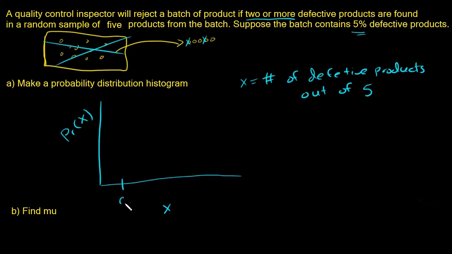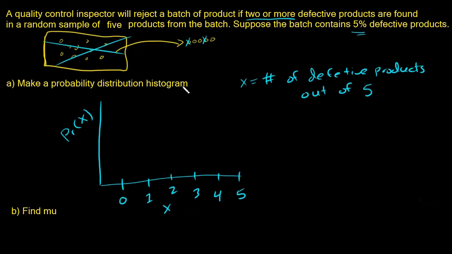So you could have 0 that are defective. You could have 1, 2, 3, 4, or 5. And the height of these bars are going to be the probability of x. So I need to figure out the probability that x equals 0, the probability x equals 1, etc. And I'm going to use Microsoft Excel to do this.